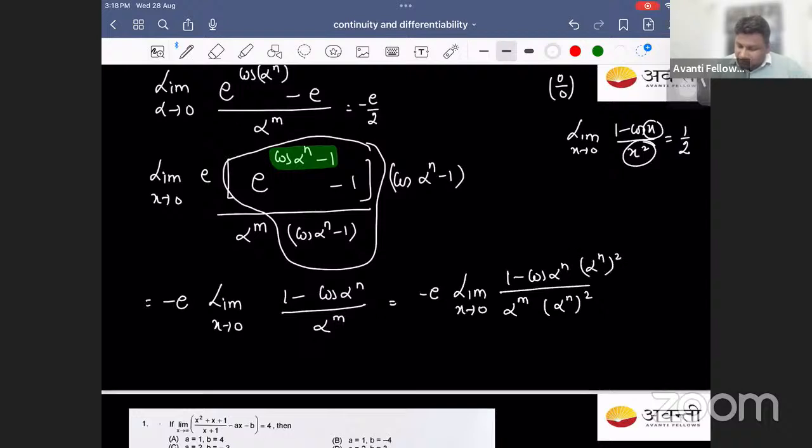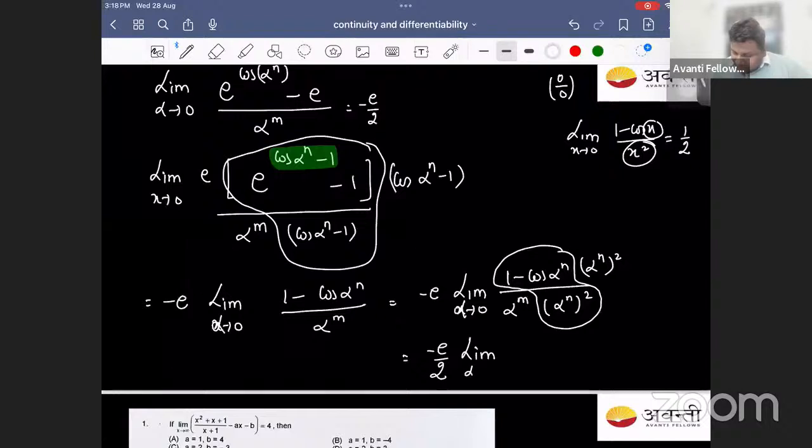Multiply also by alpha to the power n whole square. Now this value, 1 minus cos x upon x square, is going to be 1 by 2. So the answer will be minus e by 2 times limit alpha approaches to 0. This is alpha, not x. Limit alpha approaches to 0, it is alpha to the power 2n minus m. They are saying this is equal to minus of e by 2.